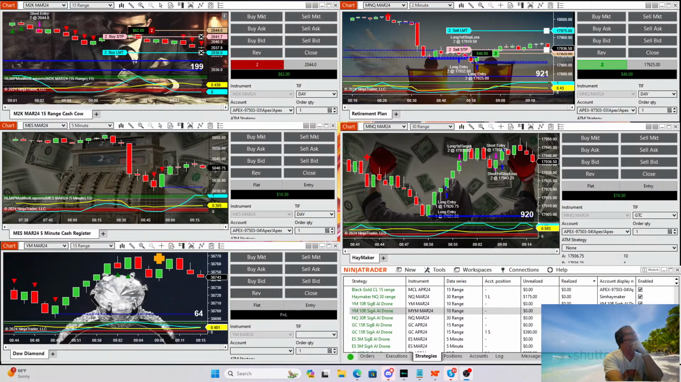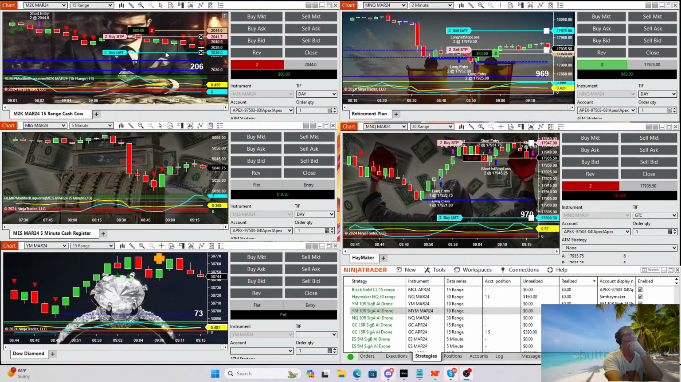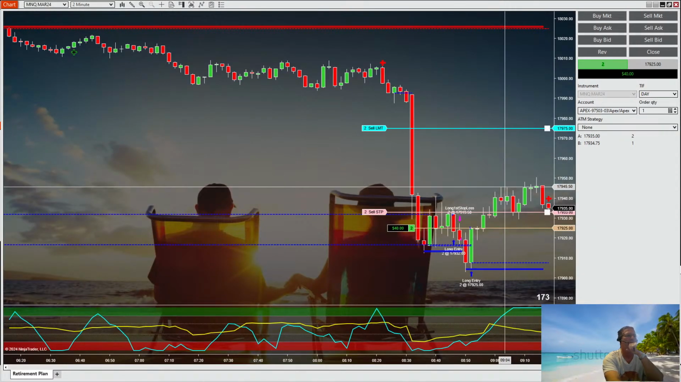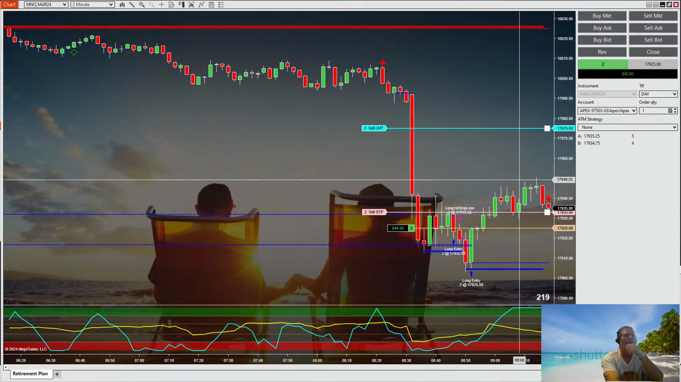I'll tell you, this Russell might continue to go. Order submitted. I might take this Russell, and give it a little more room here. This market looks like it wants to head south. Let's take a closer look at this one here. Order filled. See where we are.